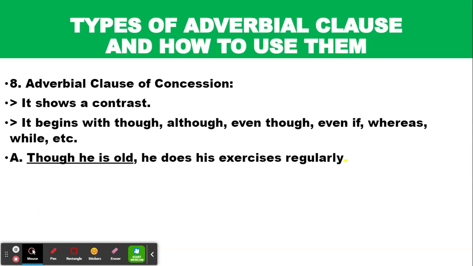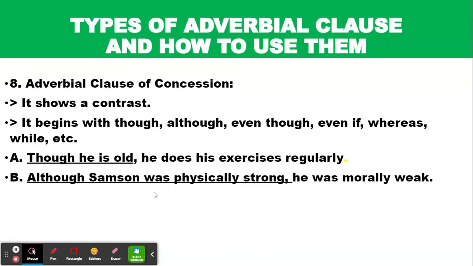For example, though he is old, he does his exercises regularly. These are two contrasting ideas. He is old, so you expect him not to be physically active. On the contrary, he does his exercises regularly. So an adverbial clause of concession helps us to look at two contrasting ideas, okay?